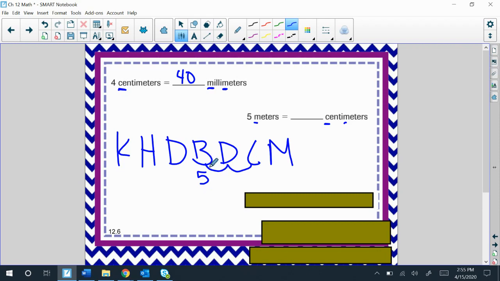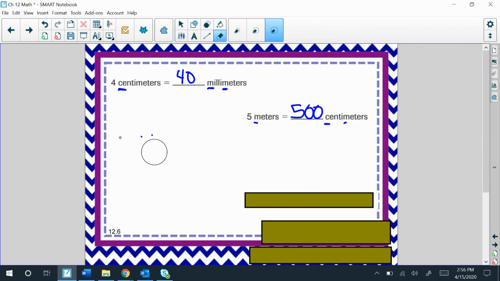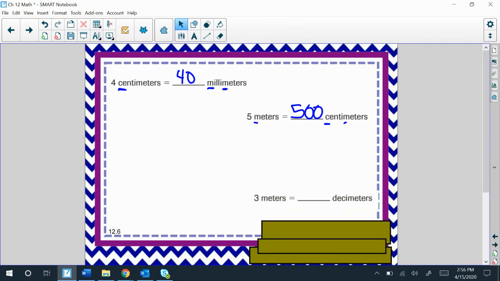I jumped twice. I jumped down. So that means I'm going to put zeros on this side of mine. I can either go 1 zero, 2 zeros, or 5 times the base of 100. They both equal 500. Here's the next one. 3 meters equals what decimeter? Please remember that this has a D and the C, so that means that it's going to be the D that's by the C, not deca. Go ahead and give it a try now.